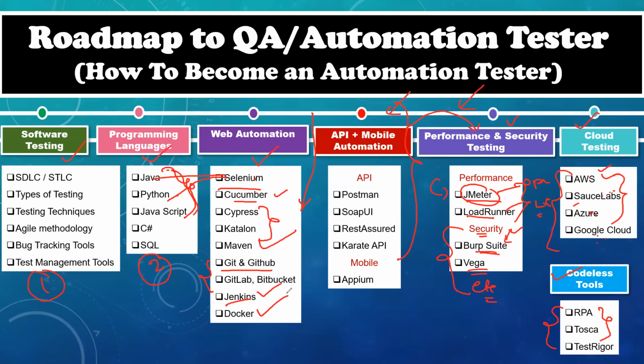And Docker: some basic commands, how to create a Docker container, how to create an environment in Docker, and how we can run the test cases on Docker. So you can have some basic idea on this. After that, you can learn API testing. You can choose one of the tools, Postman or SoapUI.